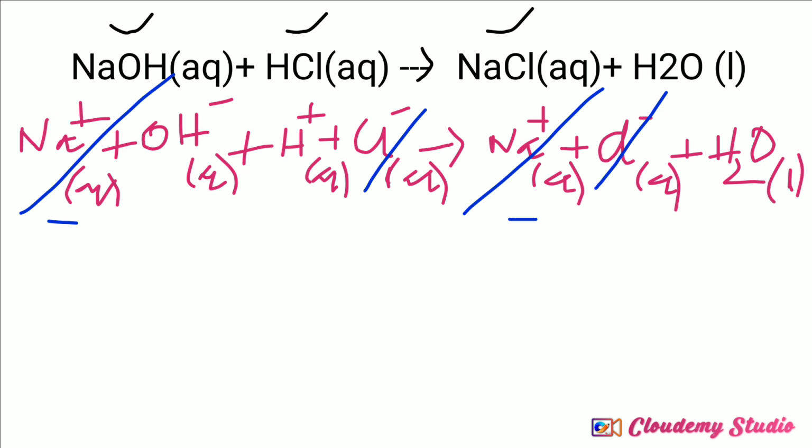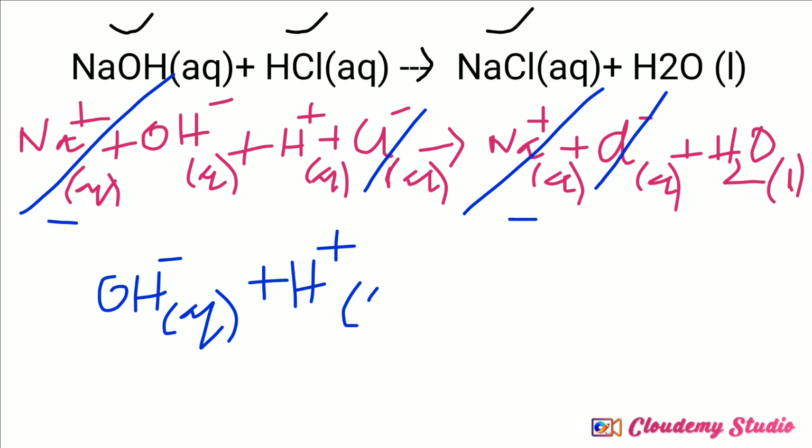So after cancelling out those spectator ions, the remaining species we need to write as they are. So what are the species left out? That is OH minus aqueous plus, the next species left out, H plus aqueous gives, on the right hand side, what is left out? Water alone is left out. H2O liquid.